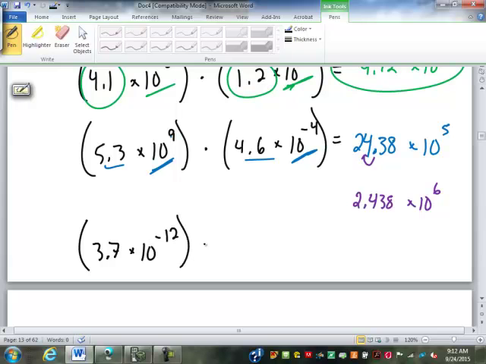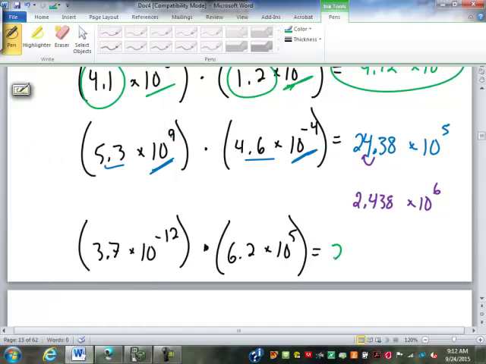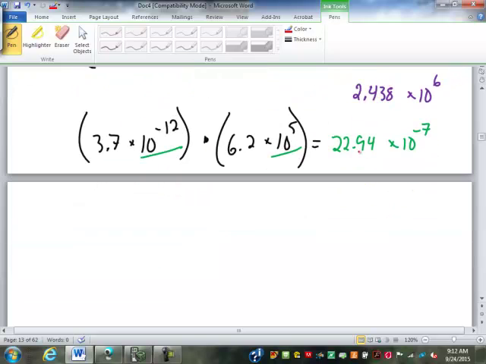So 3.7 times 10 to the negative 12 times 6.2 times 10 to the 5th. 3.7 times 6.2 is 22.94 times 10 to the negative 12th times 10 to the 5th. Negative 12 plus 5 is negative 7. Are we done? No, got to move the decimal point.